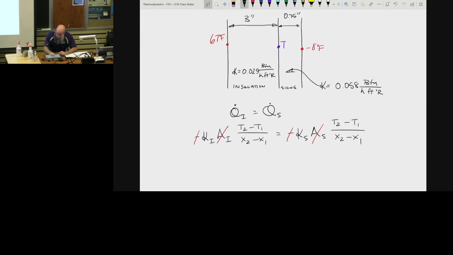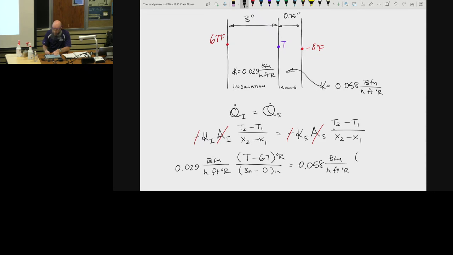Okay? So if I were now to plug in numbers here, I'm going to get 0.029 BTUs per hour per foot per degree Rankine. Then I'm going to say T2 for my insulation. T2 is my unknown temperature T. T1 is my known temperature 67 degrees Fahrenheit. The difference here is in degree Rankine, so I'm going to put that here in degree Rankine to cancel us off because the delta F is equal to the delta R. Step size is the same. X2 minus X1. Well, X2 is going to be 3 inches. X1 is going to be 0 inches, I'm going to just say. X2 minus X1 is just how thick was that going through? It's going through 3 inches. Okay, this is going to be in inches. That's going to equal 0.058 BTUs per hour per foot per degree Rankine.